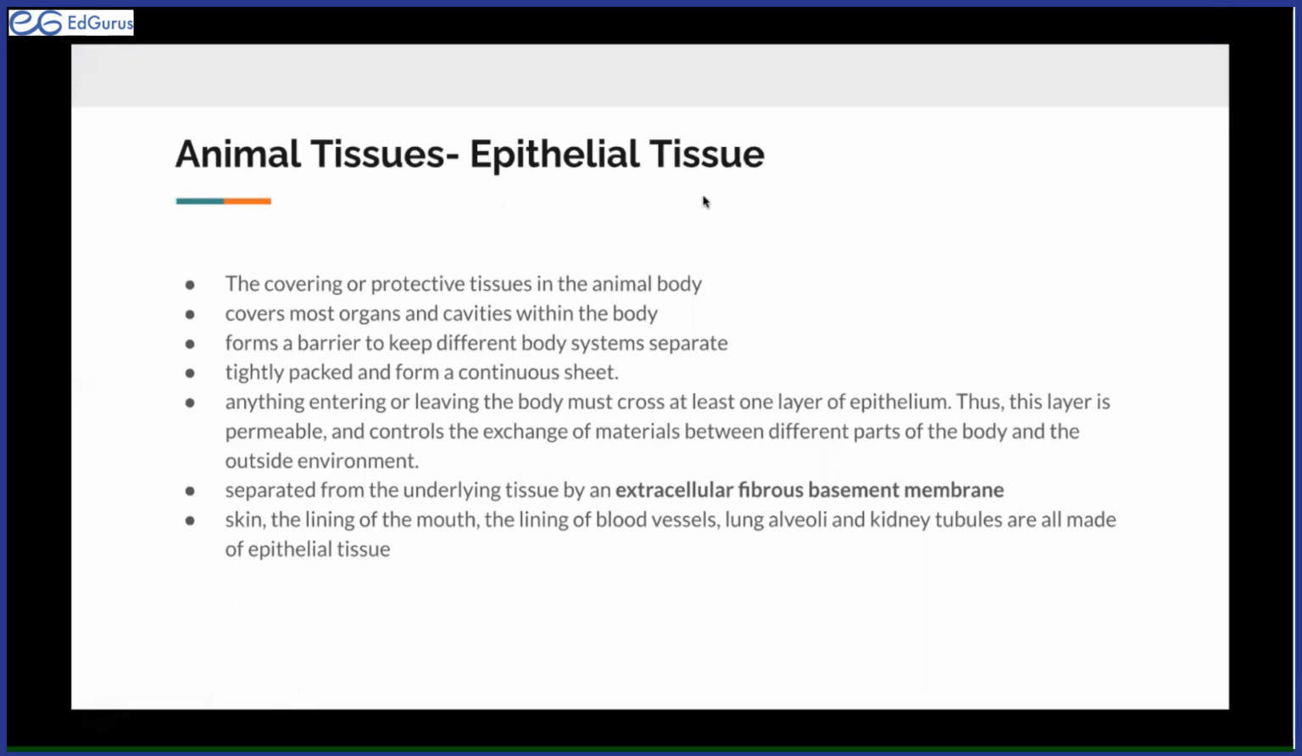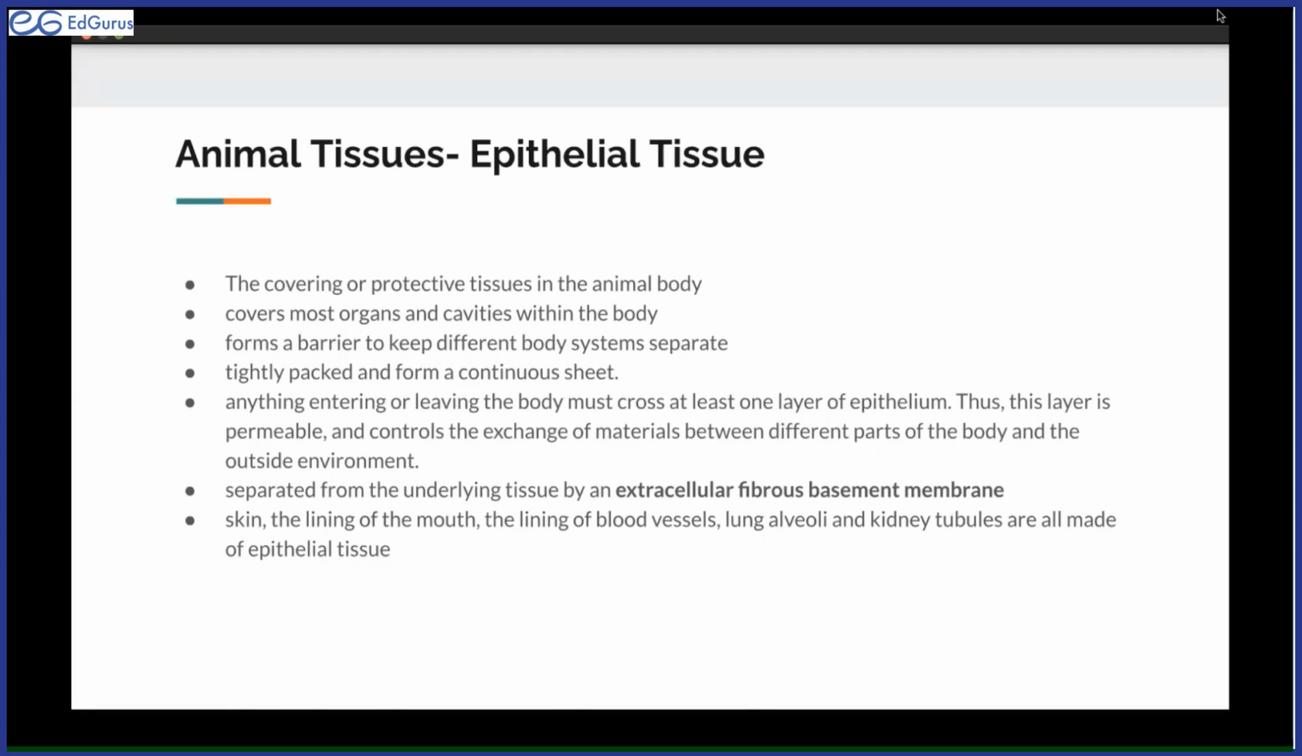tissues. Okay. So until now we've covered what a tissue is, the importance of tissues, and the different types of plant tissues, which was meristematic. Then meristematic changes into permanent. Then in permanent there are 2 different types, simple and complex. Okay. Now animal tissues.